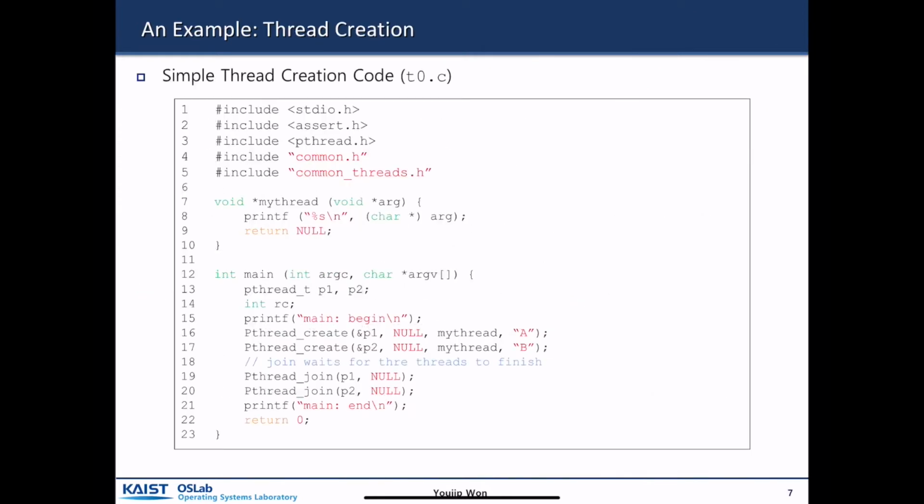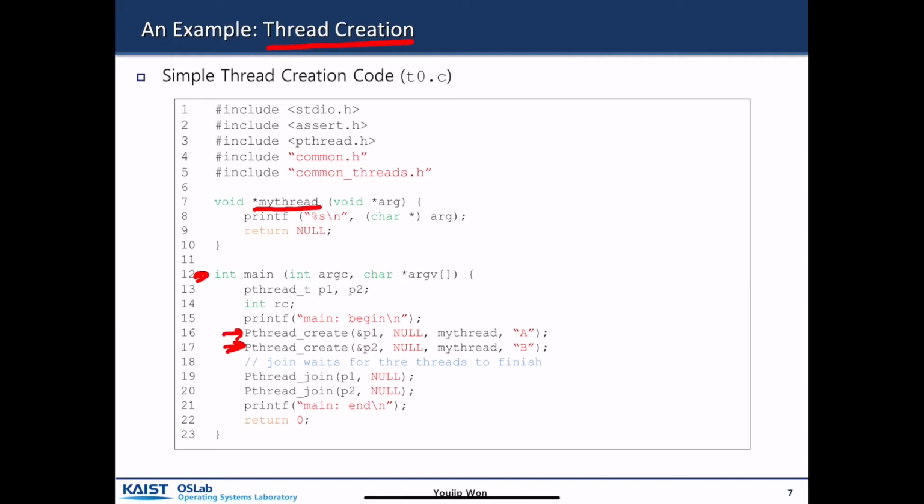This is sample code. This is probably the first code you will see, and this is for how to create the thread. There is a function named myThread, and it prints a string supplied by the caller. And there is the main program, and you see two calls to pthread_create.